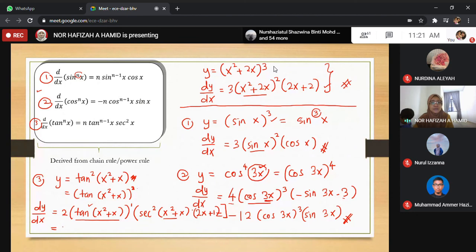So nanti tinggal you nak susun je. Biasa kita nak simplify tu, yang mana constant tu you letak kat depan. So 2x plus 1, lepas tu you have tangent x square plus x and secant square x square plus x. Okay, so ni you punya final answer. Okay, yang ini kalau you nak solve using formula for power, for trigonometrics yang involve power. Okay, boleh?